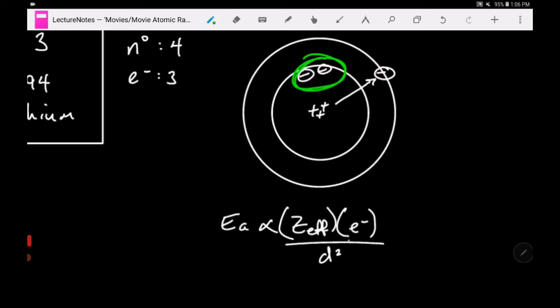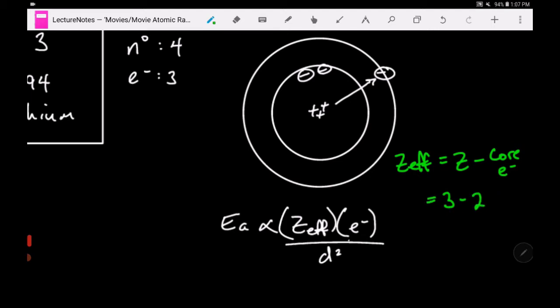These electrons are screening this electron from being able to feel the full pull of the nucleus. The effective nuclear charge, then, is the number of protons minus the number of core electrons. In this case, the number of protons is 3, and there are 2 core electrons. So the effective nuclear charge is actually +1.